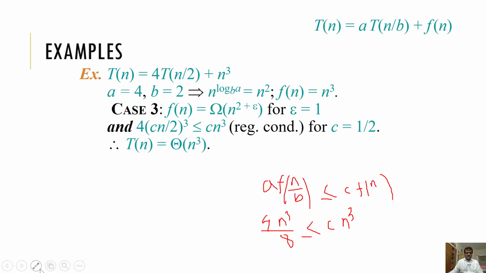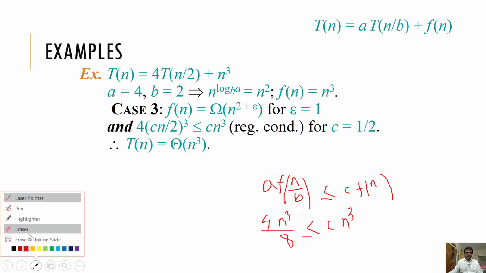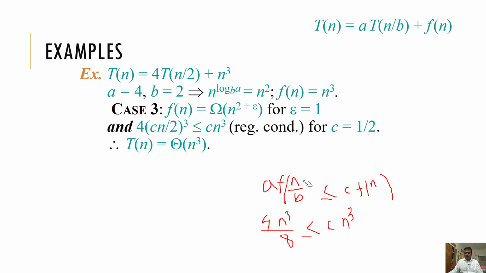So let us erase this. Then we will take another example, and we will see which case is coming. So there are basically 3 cases of the master method, depending on which one is the dominating cost, whether recursively solving the subproblems is dominating, or the merging or combining cost is dominating. So that is the one.